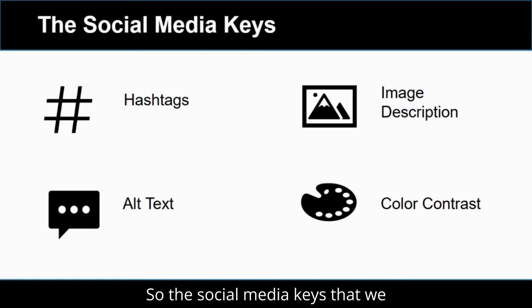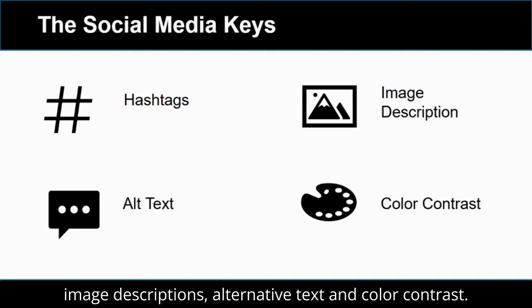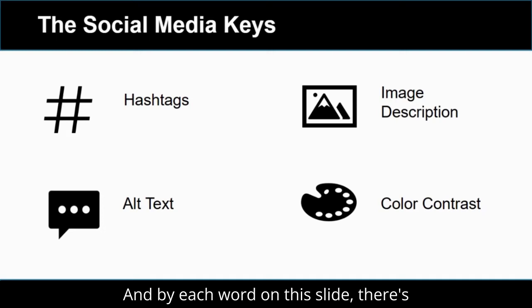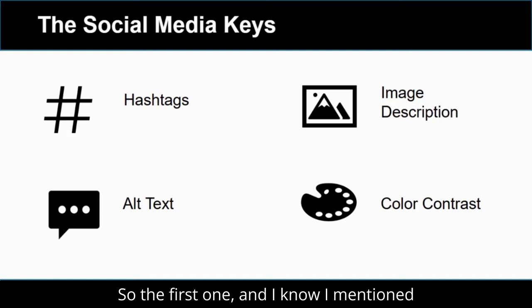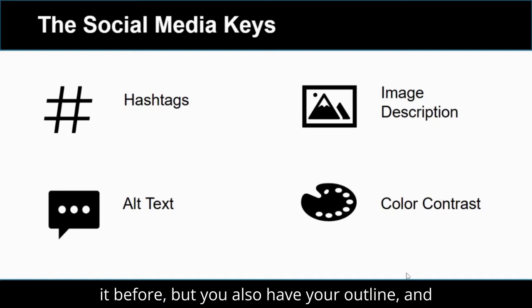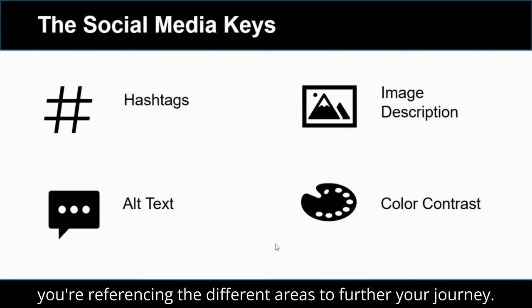All right, so the social media keys that we are going to discuss today, and they are pictured on this slide, are hashtags, image description, alternative text, and color contrast. By each word on this slide, there's an icon that represents each area of the social media keys that we'll be talking about. And I know I mentioned it before, but you also have your outline, and there are some other resources that will be helpful when you're referencing the different areas to further your journey.